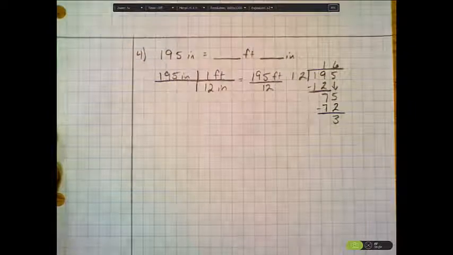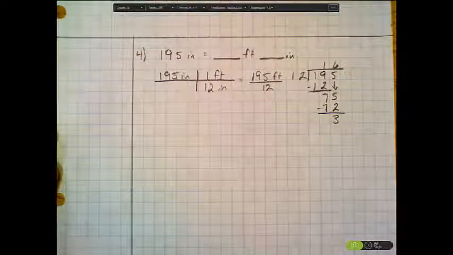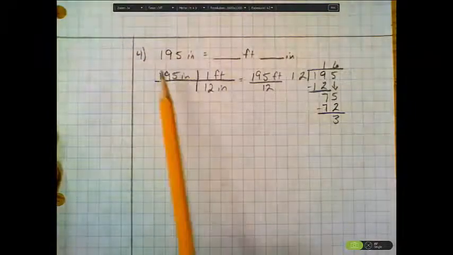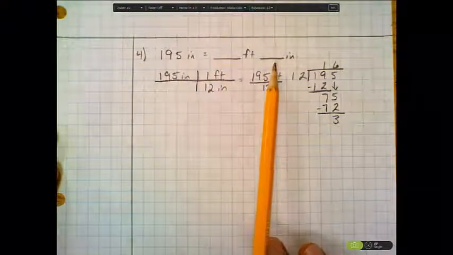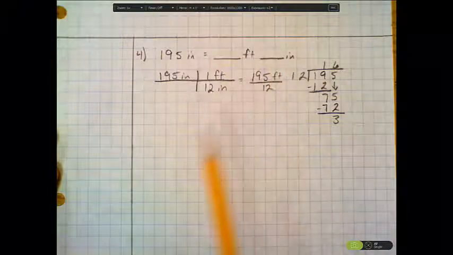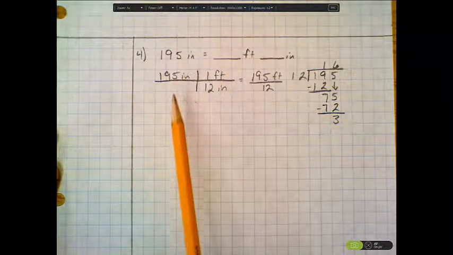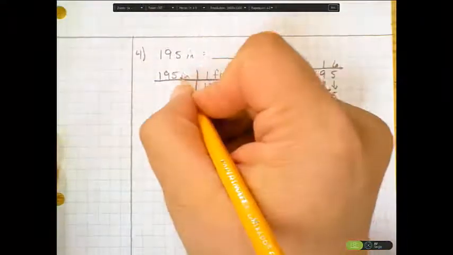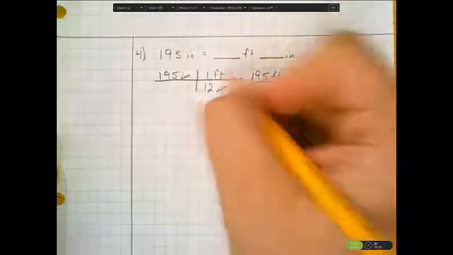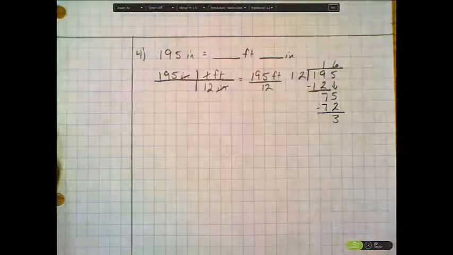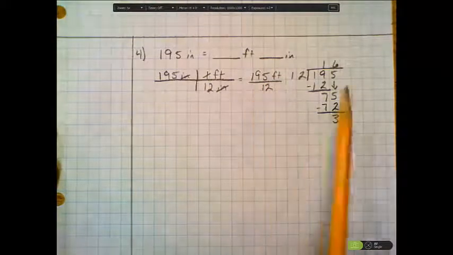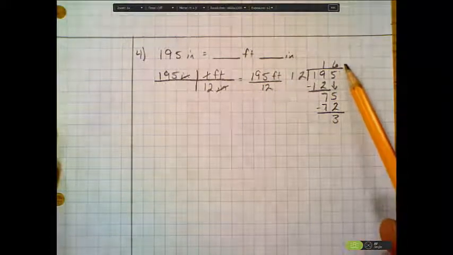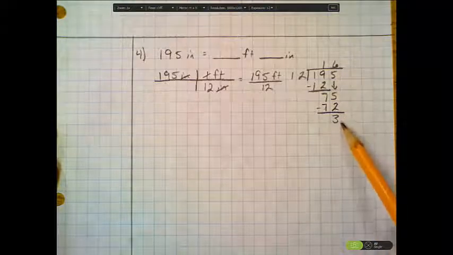All right, for the second part of problem 4, it wants us to take our 195 inches and turn it into feet and inches. Well, we solve it the same way. We set up the same conversion factors, canceling our units, canceling our ones, multiplying across the top, multiplying across the bottom, and then dividing. So we get the same answer, 16 with the remainder of 3.